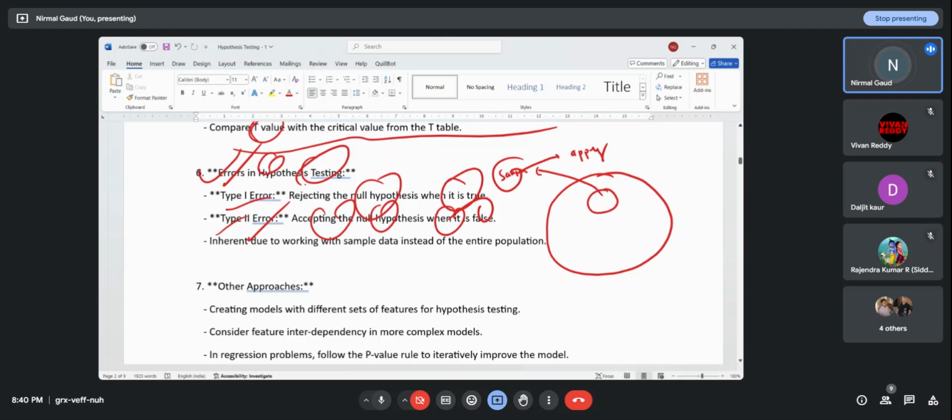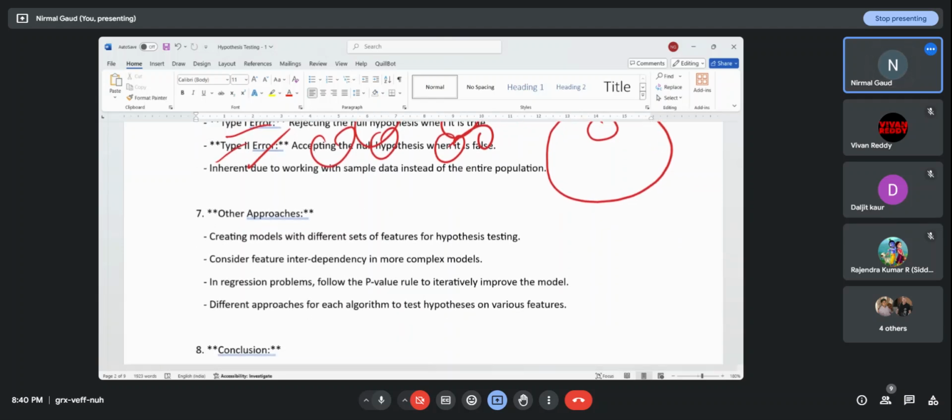It happens in calculation, or in interpretation, or by considering wrong or faulty entries or values. So this can be possible. So we can have two types of error: type 1 error and type 2 error. Okay, fine.